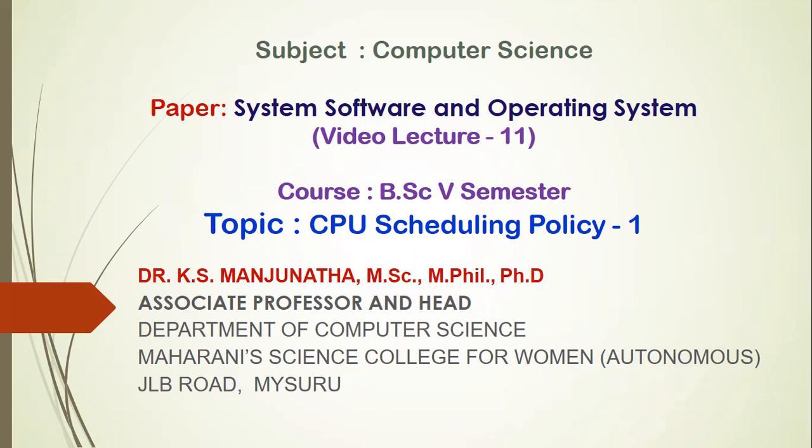Then, in which order are the processes which are waiting for the CPU serviced? Which process will be executed first? Which process will be executed next? These things are decided by an algorithm called CPU scheduling algorithm or CPU scheduling policy.